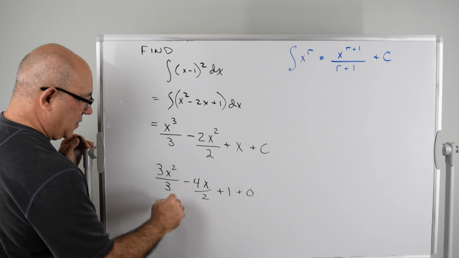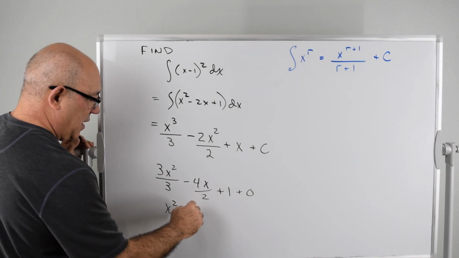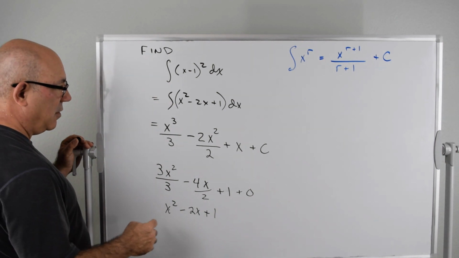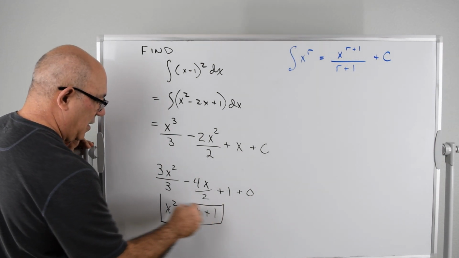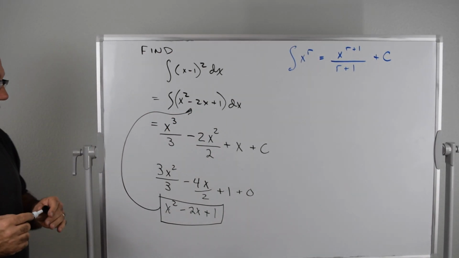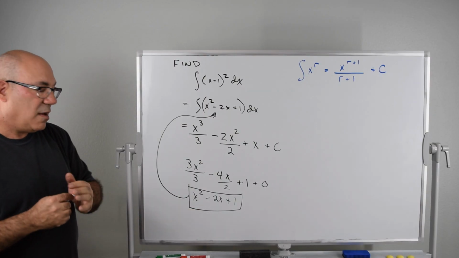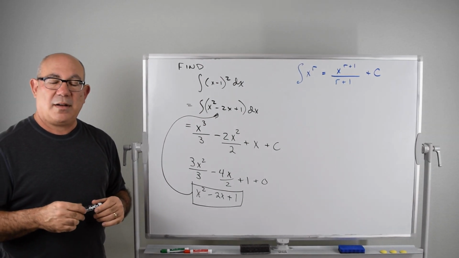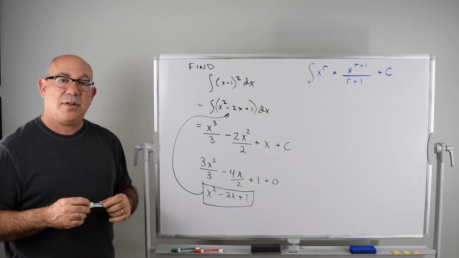Simplifying, we have x squared minus 2x plus 1. Wow, isn't that cool? We have the same thing here as we started with right there. And so, yeah, the same thing, exactly. And so that's our answer, and that's our first integral that we solved on the channel.